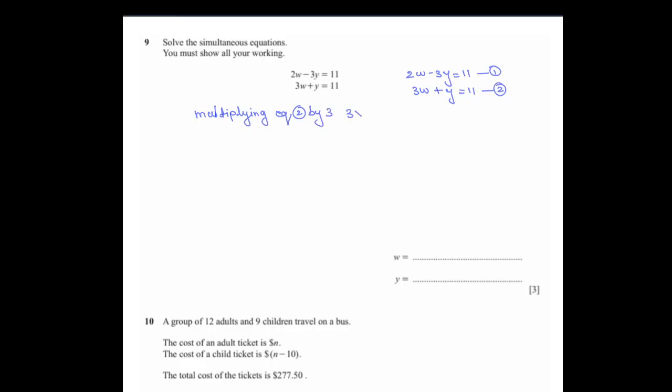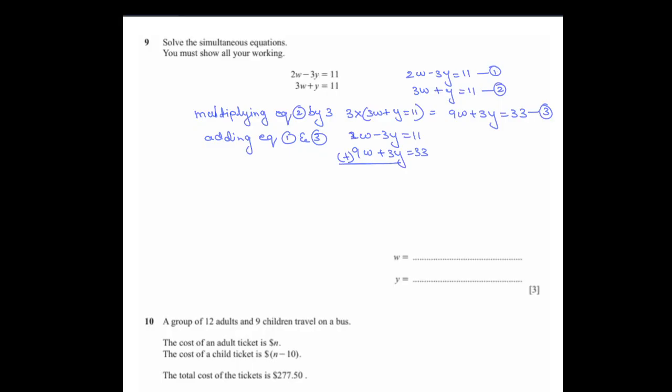So 3 into 3w plus y is equal to 11 will be 3 3s are 9w plus 3y is equal to 33. Equation 3. Adding equation 1 and equation 3. Equation 1 is 2w minus 3y is equal to 11. Equation 3 is 9w plus 3y is equal to 33. 9 plus 2, 11w. This gets cancelled, is equal to 44.